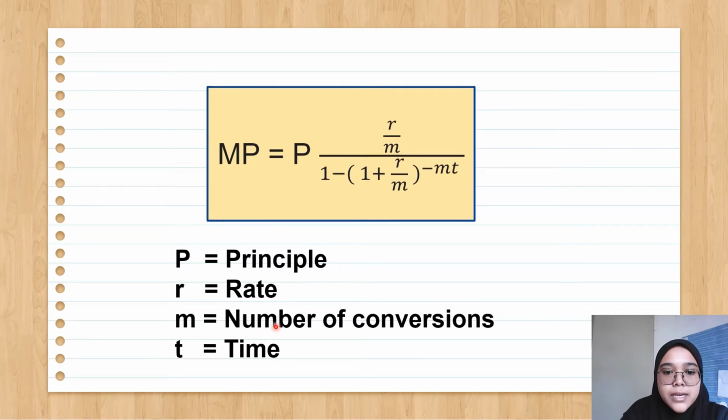Next, M stands for the number of compoundings per year. If you compound it once per year, M will be 1. But if you compound it monthly, it will be 12. Next, T stands for time, and usually it's expressed in years. How long will you put your investment in the bank? If you put it in for 1 year, you will earn interest for a year. If you put in for 5 years, you will earn interest for 5 years.